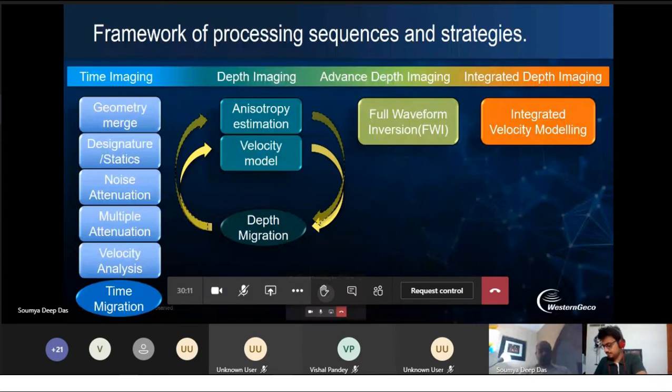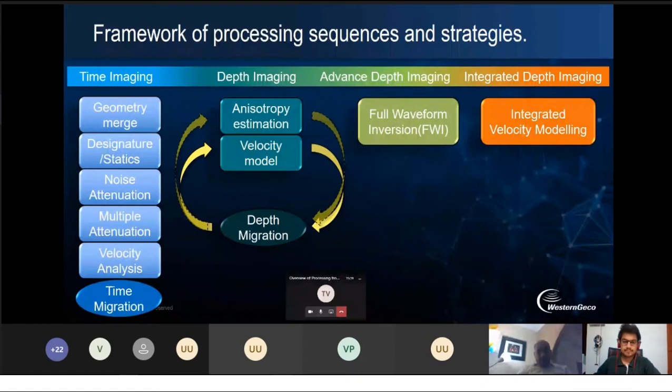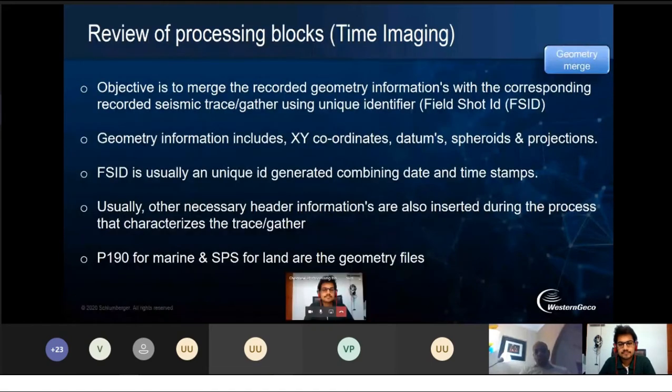So let's move to the first block, which will be geometry merge. As we know, once we record the data set, we have two pieces of information. One file is the coordinate information, the other file is the seismic. A seismic that is recorded has no identity if it is not given the XY coordinates, the datums, the spheroids, and the projections. So how can we match that? It should have a unique ID that is common to both the files to match it. Usually the time and the date stamp along with X and Y is used to do the matching. And that is the only concept that goes into the process of geometry merge. And other header information is often added during this process that is needed for further processing.